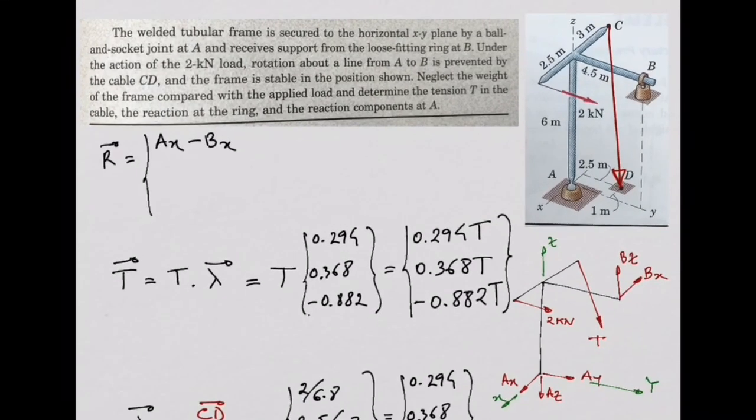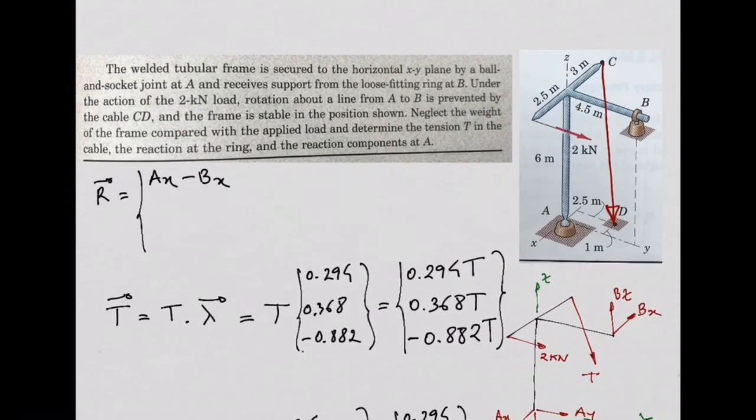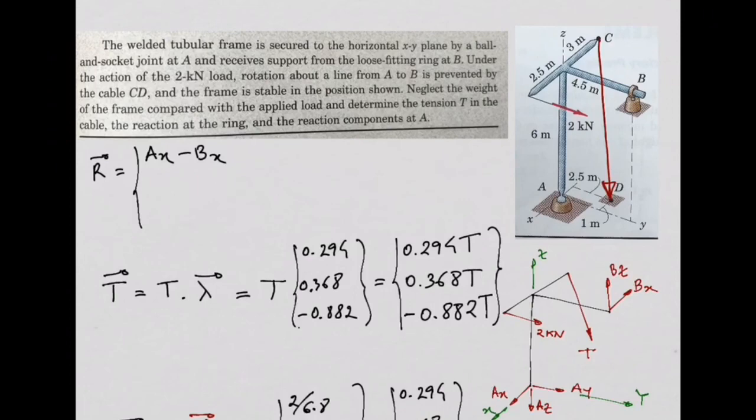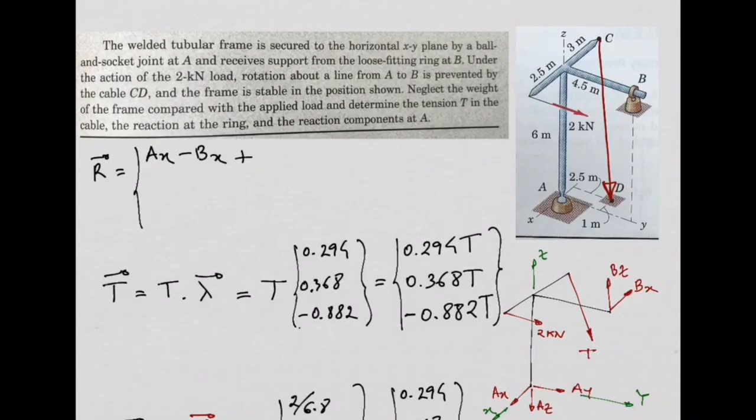And how can I now use this to calculate the resultant? So going back here to the resultant of the forces. How can I use this here in the resultant of the forces? So I basically just need to add, for example, in the x direction, this x component. So I'm going to add here plus 0.294t. Okay, you see?